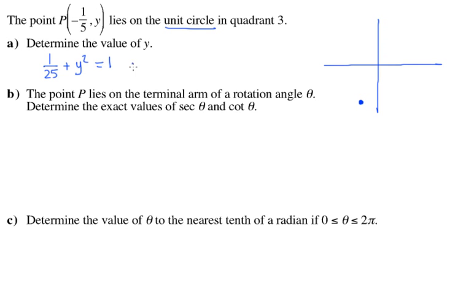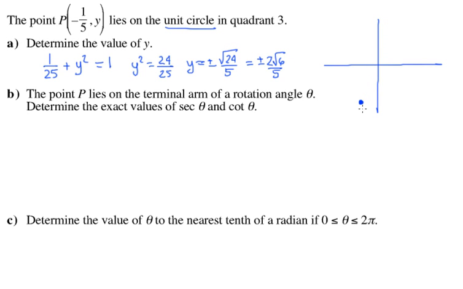Subtract 1/25 from each side, and we get y squared is 24/25. And then square root that, and we get y is plus or minus root 24 over 5. Now we can improve on that a little bit. We can take a square root of 4 out of here, and that means we end up with plus or minus 2 root 6 over 5. It's plus or minus, but we know which one it has to be.